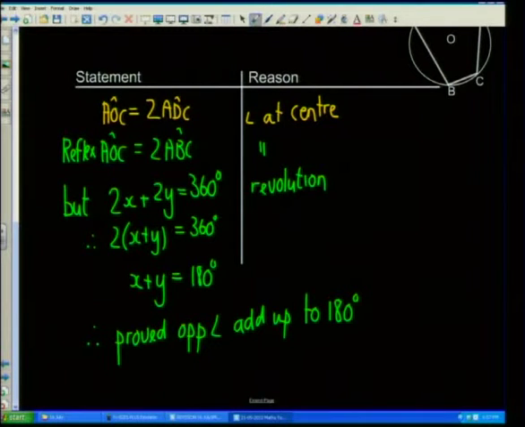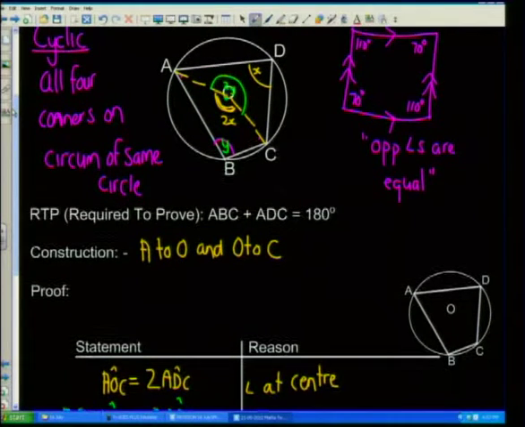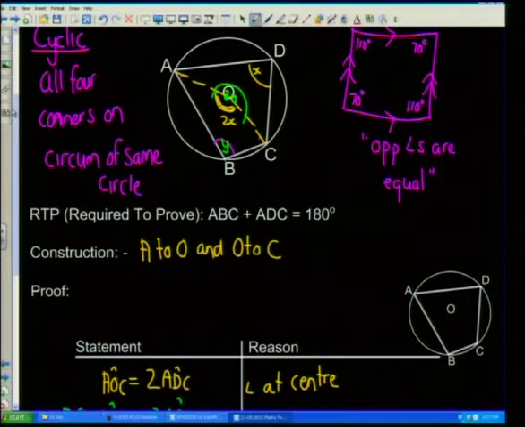Okay, I've been a little bit slapdash in that proof, but hopefully I've got the idea through to you that this 2x would be double that one. This 2y would be double that one. That 360 degrees, all right, is going to be angles around a point. And so if those two together add up to 360, then those two add up to 180.